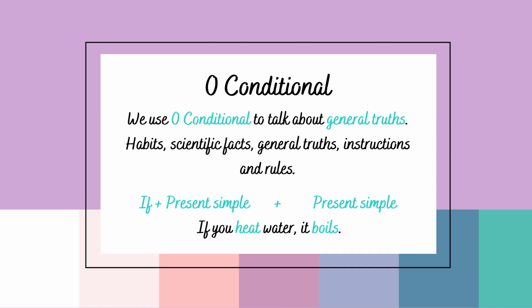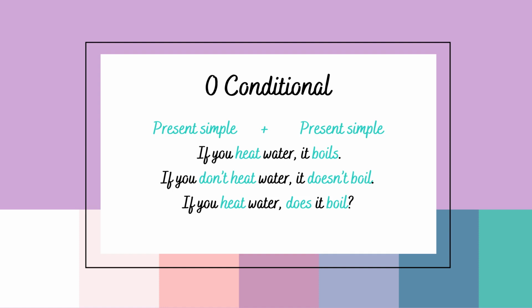If you do one thing, then almost always the other thing happens too. The structure is present simple plus present simple. For example, if you heat water, it boils. In negative, it would be, if you don't heat water, it doesn't boil. And in question form, it would be, if you heat water, does it boil?